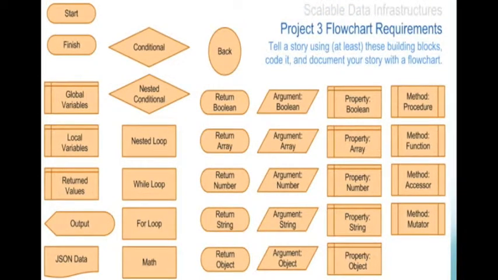These are the flowchart requirements. Some of the new ones that were added were JSON data, nested conditional, nested loop. The rest of these I believe were in the previous assignment, well, except maybe the mutator and access loop.